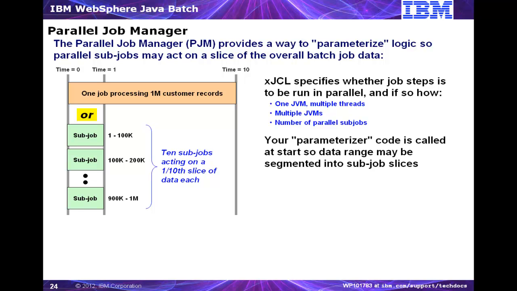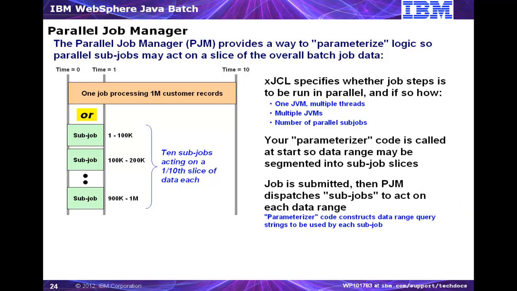The parameterizer code you write simply sets up properties that will be used by the sub-jobs. For example, the parameterizer might create SQL strings for each sub-job so that sub-job 1 would select customer records where customer number is between 1 and 100,000. That's how the sub-job would get only its slice of the data records to work on.